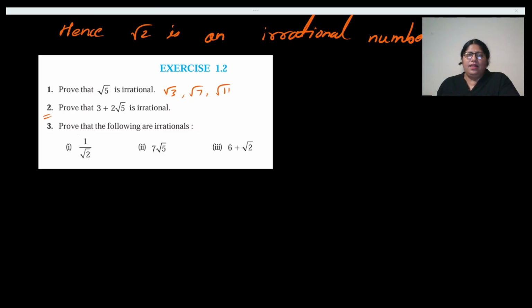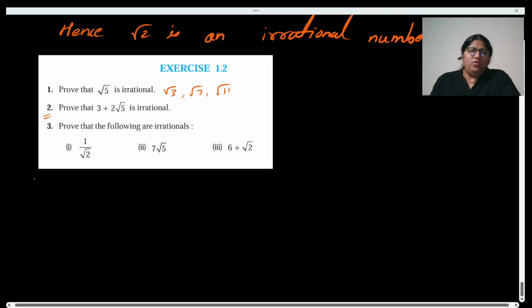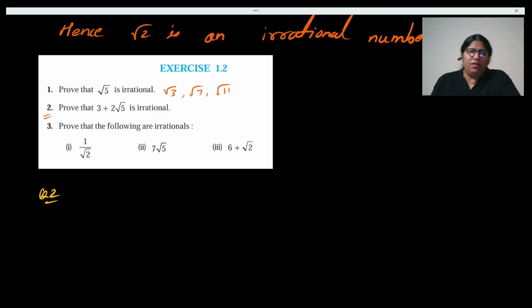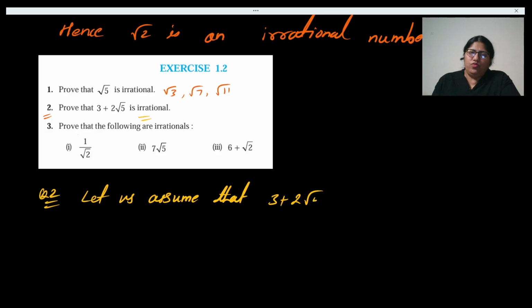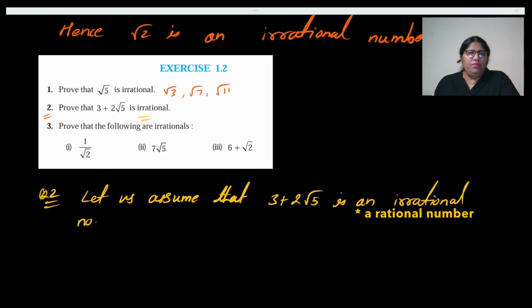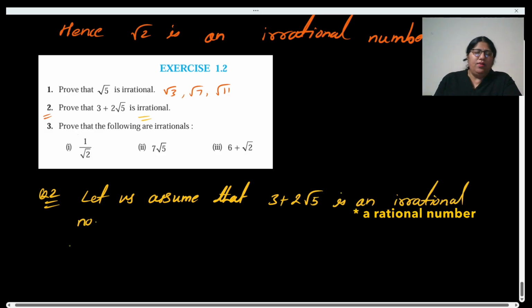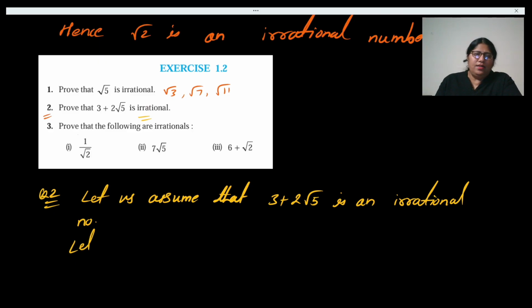That's even easier than this. Here I need to show that 3 plus 2 root 5 is irrational. So for question number 2, again we will assume that it is rational. Let us assume that 3 plus 2 root 5 is in a by b form. So let 3 plus 2 root 5 equal p by q.